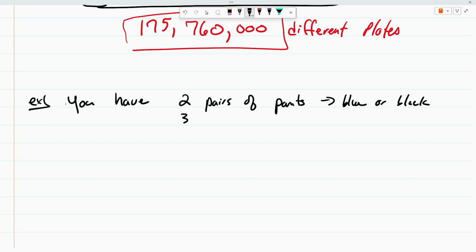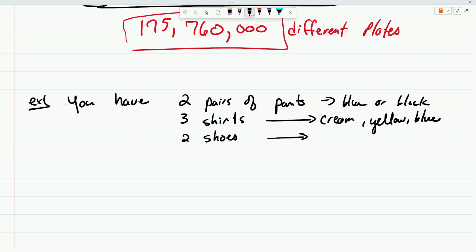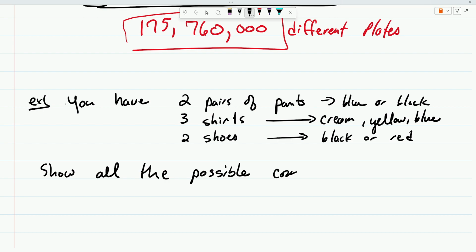You will have 3 shirts. All right, and we'll say on my screen it kind of looks cream, yellow, and blue. And then you have 2 types of shoes, black or red. Show all the possible combinations, or how about this? Show all the possible outfits you can create.